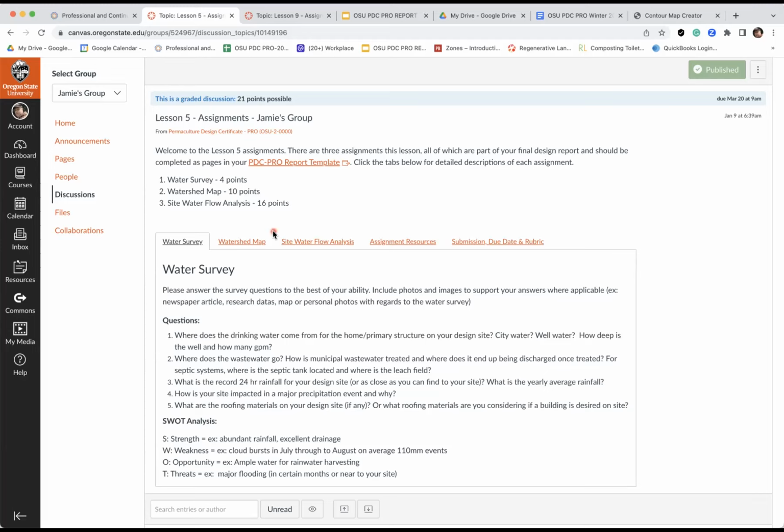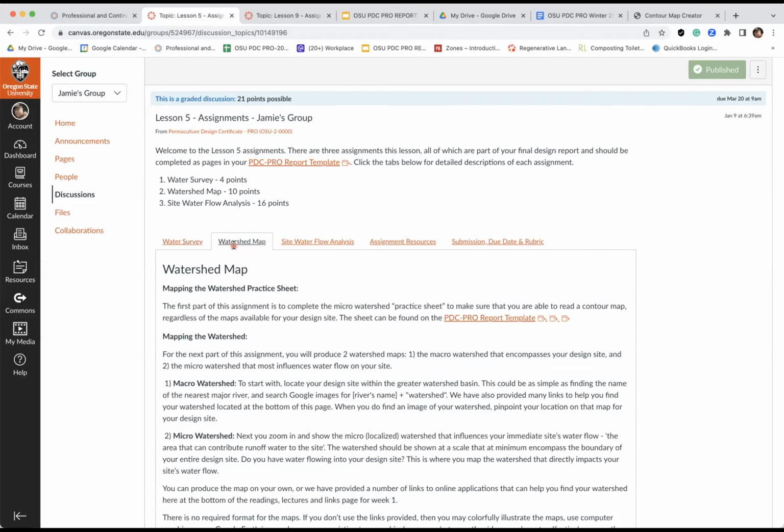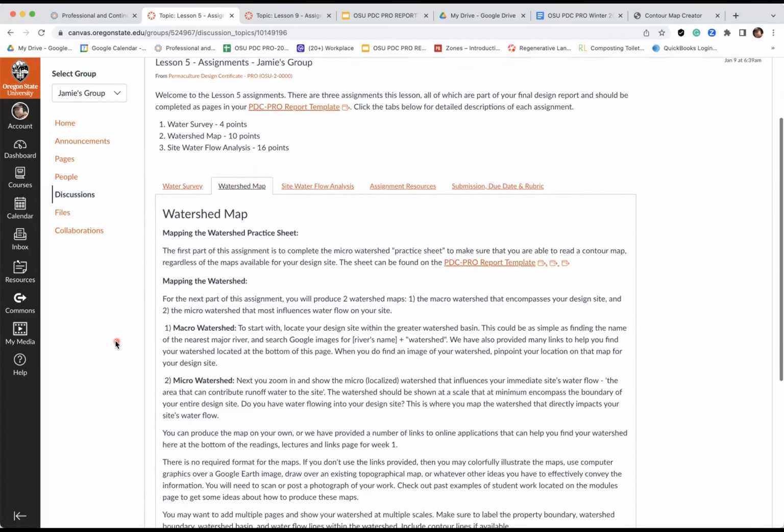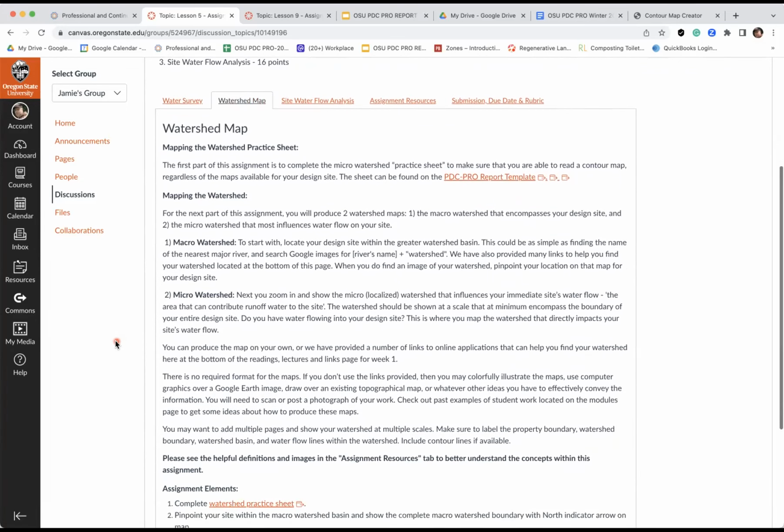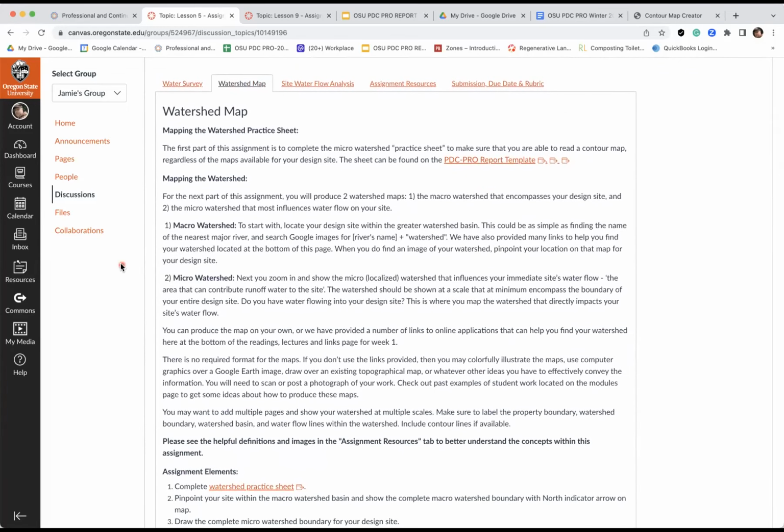We will just take a quick peek at the assignments here. So again, the water survey, pretty straightforward. The watershed map is what I really want to focus on, but we'll just quickly go over that here. So we want the macro watershed and the micro watershed, the macro being large, and that's pretty easy to find. An easy Google search will get you that. So those are quite easy to locate, at least in North America.